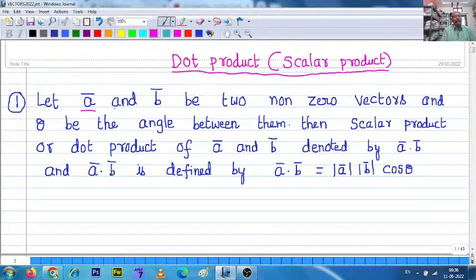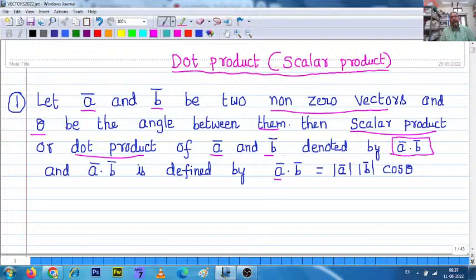So for example, A bar comma B bar be two non-zero vectors and theta be the angle between them, then the scalar product, or it may be called as dot product, of A bar and B bar denoted by A dot B and defined as A dot B is equal to mod A into mod B cos theta. So clear now? As A dot B is equal to mod A mod B cos theta, then we can find out cos theta value. We can write like this also. Cos theta is equal to A dot B by mod A mod B. Clear? So now you can remember like this.